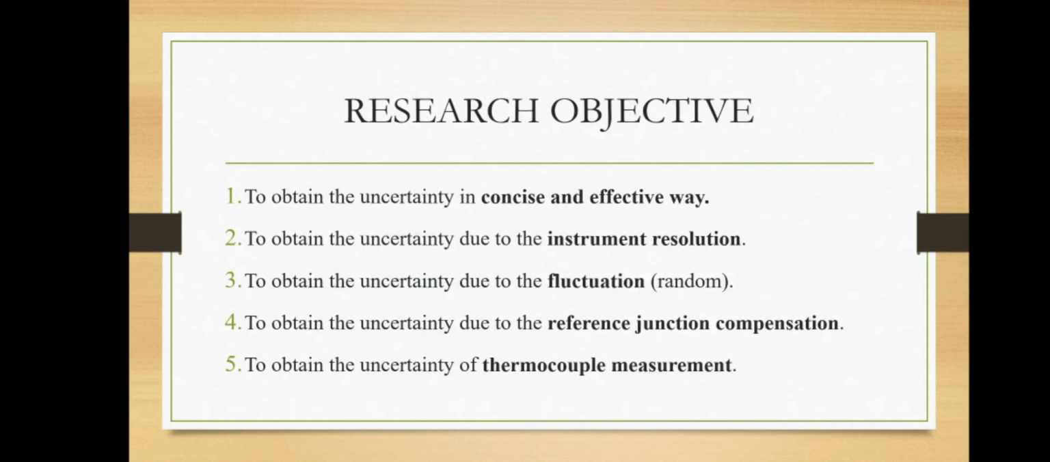Uncertainty value plays an important role in ensuring user safety. Thus, thermocouple is chosen as temperature sensor to be used together with data logger. Then, the research objectives are, first, to obtain uncertainty in a concise and effective way. Second, to obtain uncertainty due to the instrument resolution, fluctuation, reference junction compensation, and thermocouple measurement.